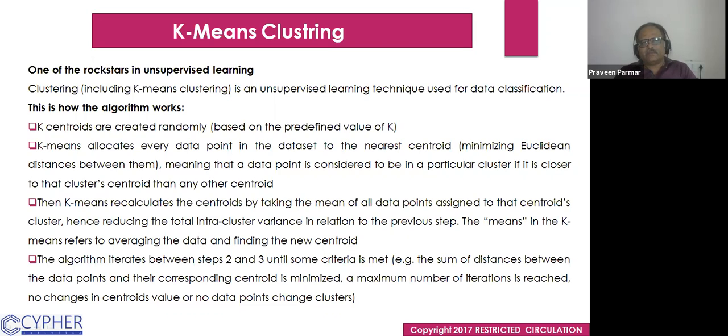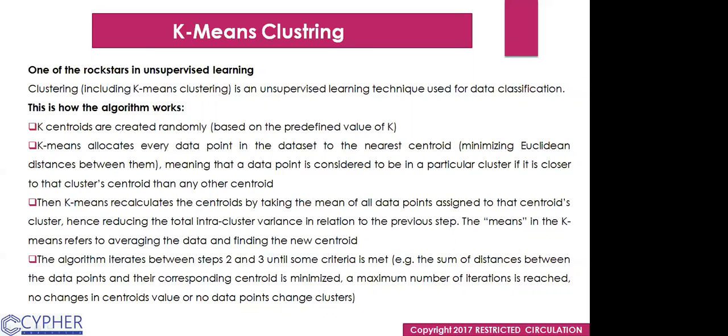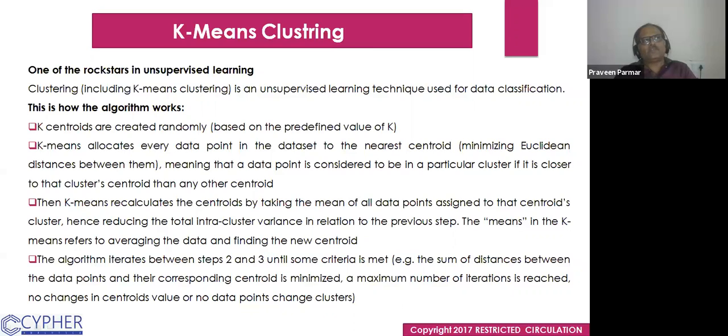So what is the difference? I will explain. Clustering, including K-means clustering, is an unsupervised learning technique used for data collection. This is how the algorithm works. Centroids are created randomly based on the predefined value of K. First, we define how many clusters we require. Suppose we require 5 clusters. There is a technique to decide how many clusters to take, which I will explain later.